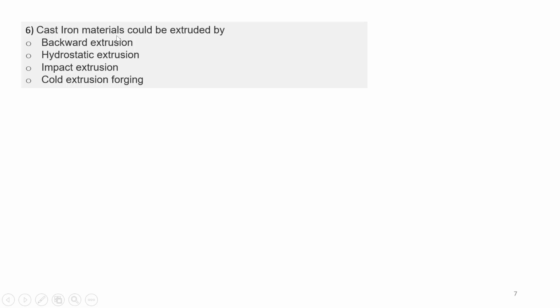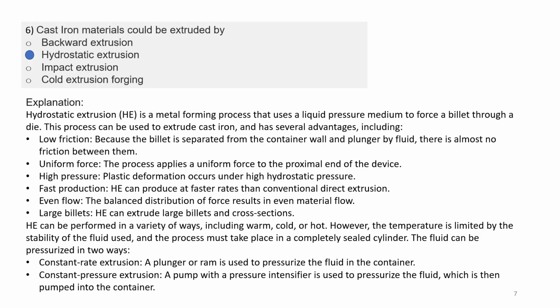Next is, cast iron materials could be extruded by backward extrusion, hydrostatic impact, or cold extrusion forging. So it will be in case of hydrostatic extrusion. In case of hydrostatic extrusion you can go up to very high pressure, so it can also be used for cast iron, and it also has various advantages such as low friction and uniform force, etc.